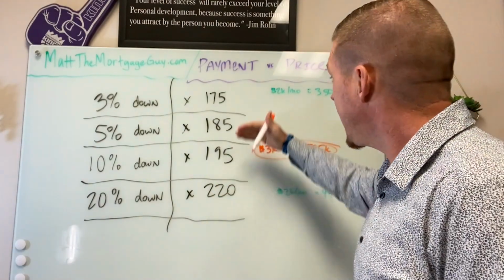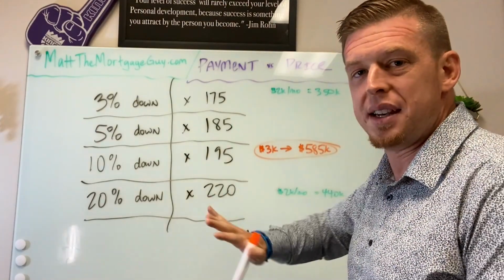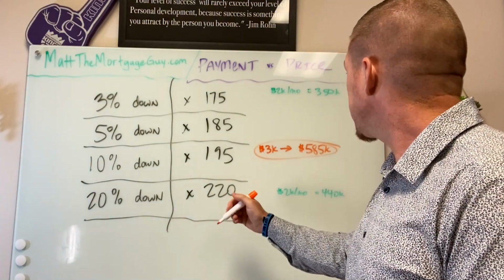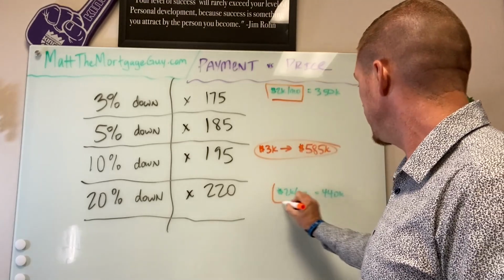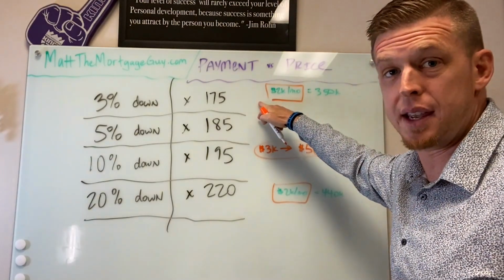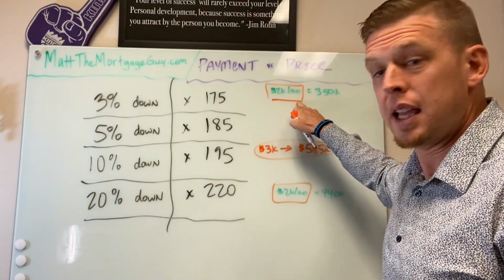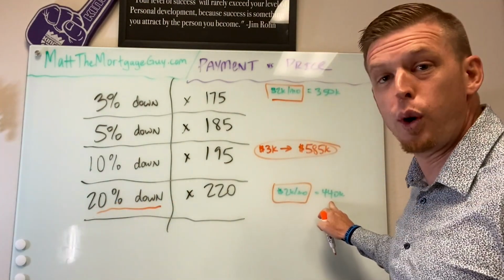It really does. As you can see, it's kind of incremental here. Then you get a little bit of a jump because at 20% down, there's no mortgage insurance to worry about. So as you would expect, if you're targeting a $2,000 a month mortgage payment, if you put down 3%, you can only buy up to about $350,000 and keep that payment. If you're able to put 20% down, you can buy $440,000.